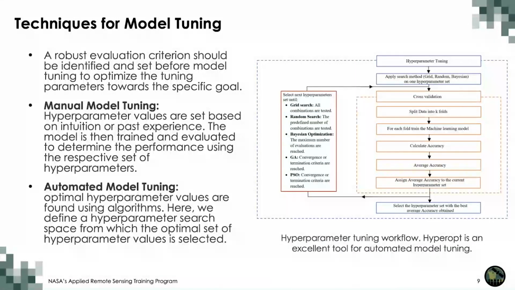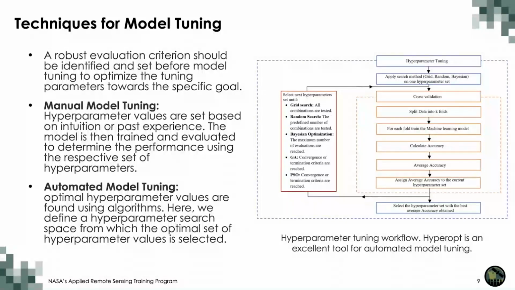So some of the techniques for modeling are, first of all, having a robust evaluation criterion that we need to identify before starting to model or to tune our algorithm. And the idea behind this is that we need to make sure that we know how we want to approach our optimization. We want to know what we want to improve from our model performance related to our training data set, and in this case, our test data set.